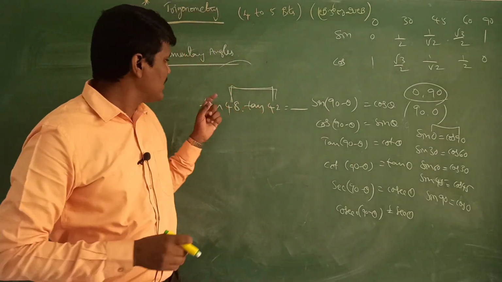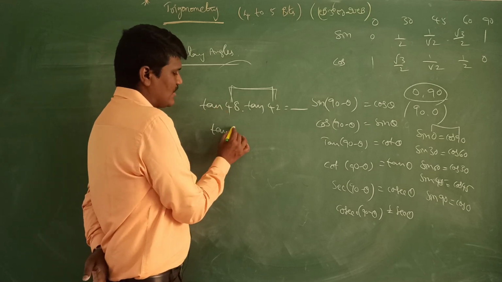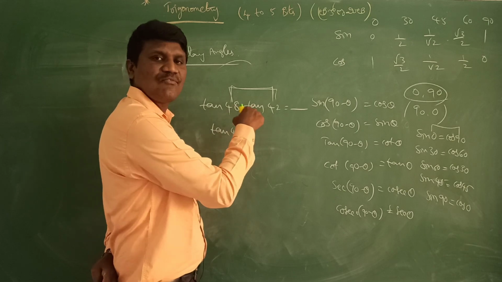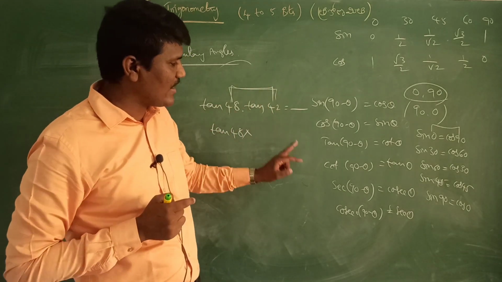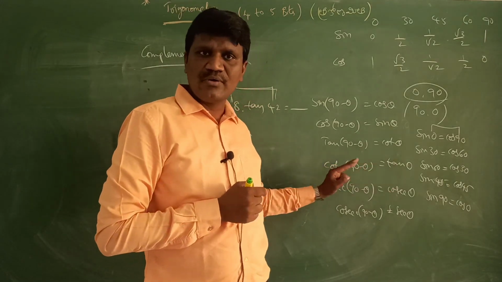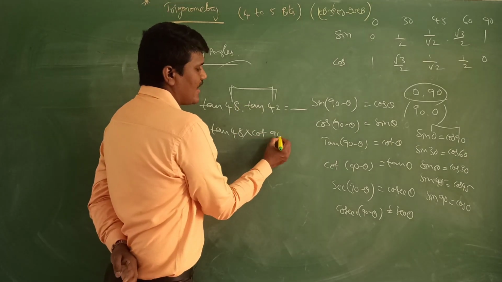Let's solve this problem. Tan 48 into tan 42. So tan 48 you keep like that only. Now how can tan 42 be written? Tan theta is equal to cot 90 minus theta. So here tan theta is there, and you can write it as cot 90 minus theta.